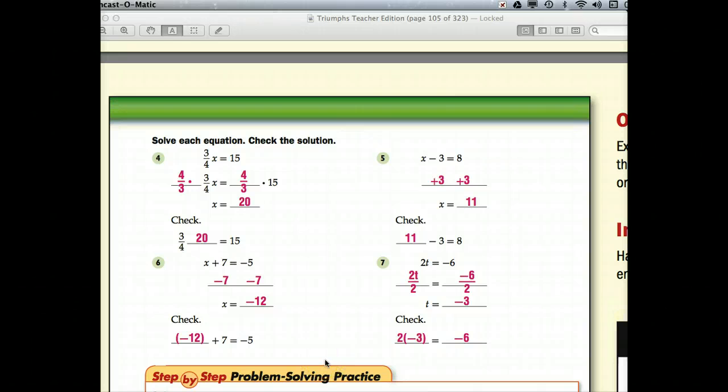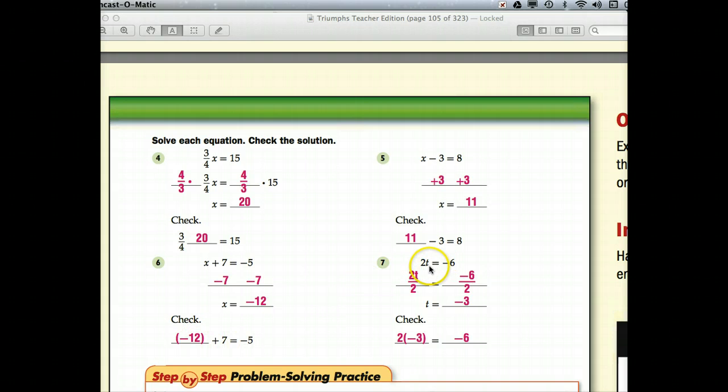How'd you do on that one? Notice we're multiplying by 3/4, so we multiply by the reciprocal. This one was very simple. We're subtracting, so we add. We do the same thing to both sides. Then we check. This one we're adding, so we would subtract. Do the same thing to both sides. Then we check.